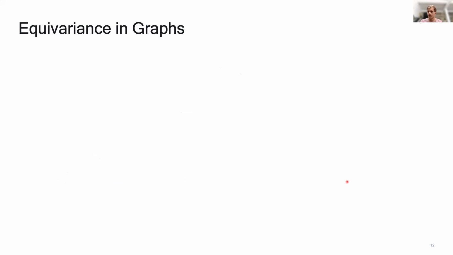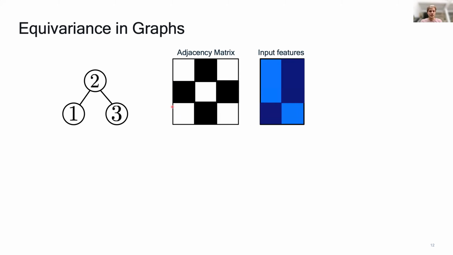So having defined the equivalence of a rotation applied to a graph, we can also see what equivariance looks like for graphs. Imagine we have this simple graph and its adjacency matrix, but we could also have features for each node. For example, here we have a two-dimensional feature for each node. What we'd like a graph network to do is take an adjacency matrix that encodes the graph structure, plus information about the nodes, and output new features at the nodes of the graph.